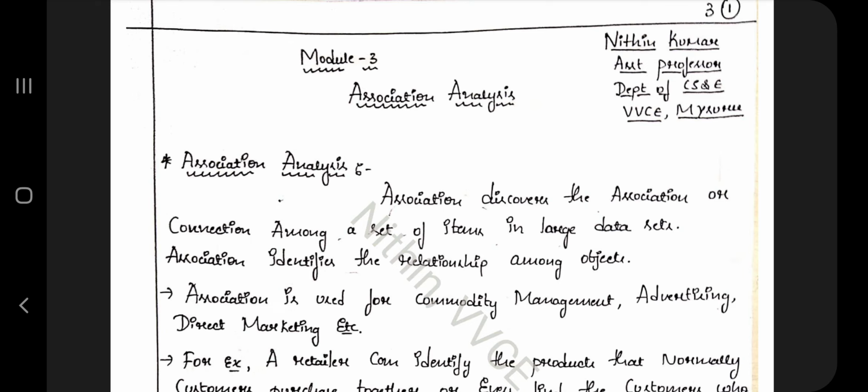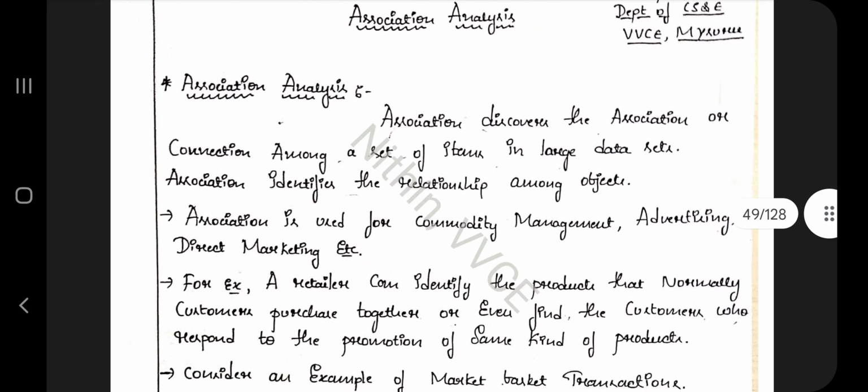So let's get started with module 3. First, as I told you, you need to know what association analysis is. Association means closeness. Just keep this one keyword in mind, that's enough for you.